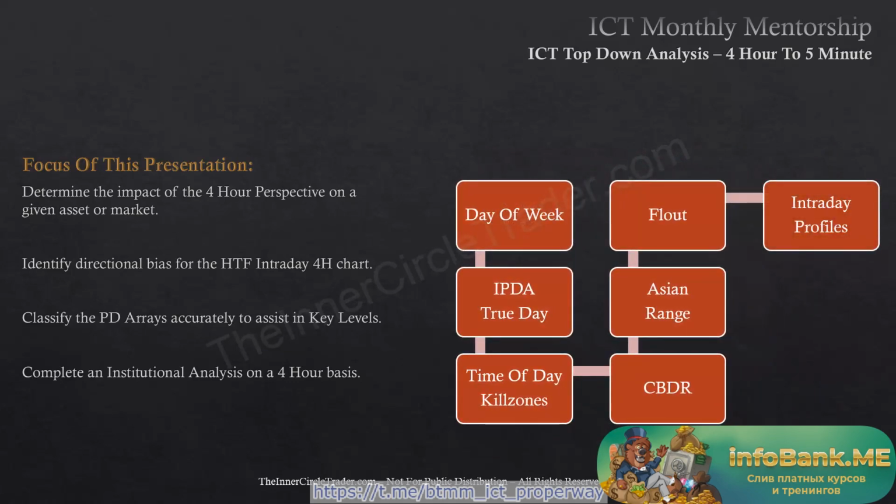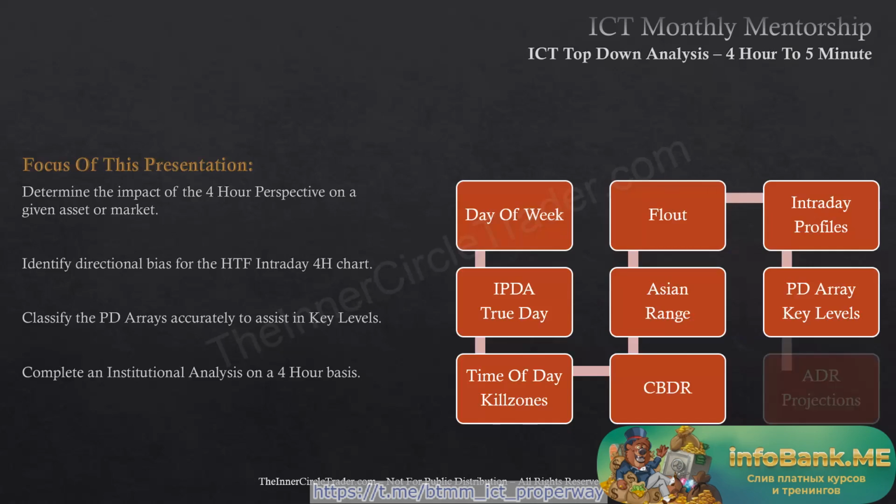Okay, intraday profiles. What do the intraday models suggest in terms of price action? Are we going to have a down day with an up Judas swing first in London, or is it going to be a quiet London and a run in New York? So I'm going to be referring to potential intraday profiles. I'm going to be doing my PD arrays to qualify my key levels for targets and entries. And I'll be including average daily range projections as well to help me facilitate the daily highs and lows on the day.